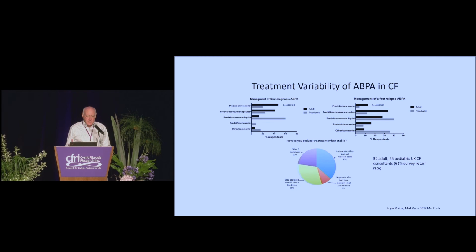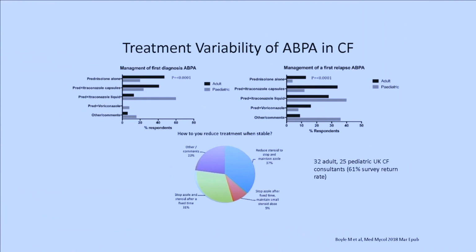The problem is that because of this variety of different treatments, there's a lot of variability. So we've had the variability in detection, we have the variability in clinical manifestation, and now we've got the variability in treatment. This is a recent study from the UK where they asked CF consultants at their CF centers how they treat ABPA, either at the first initial diagnosis or if there's a relapse. In other words, someone is treated, gets better, and then gets worse again later and needs to get retreated.